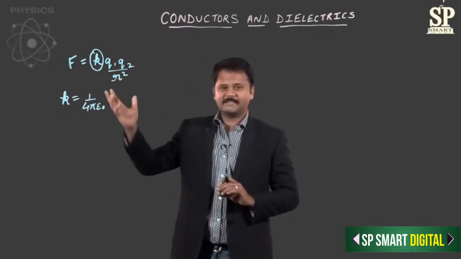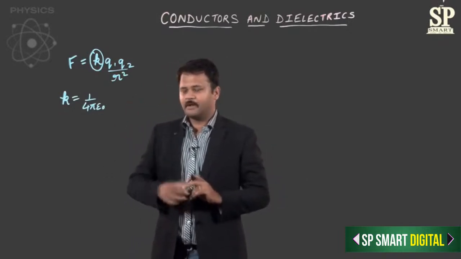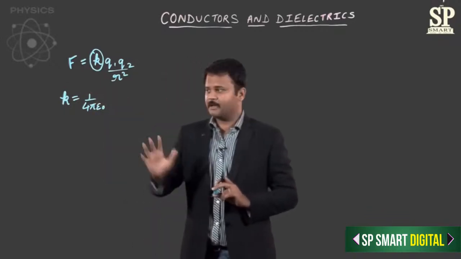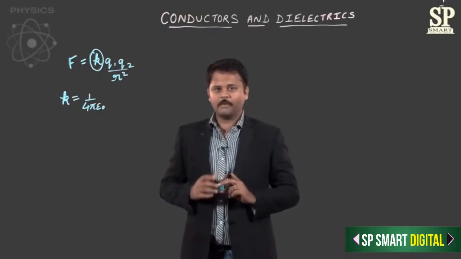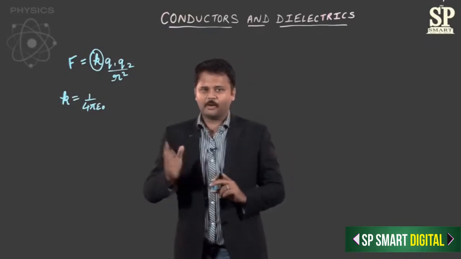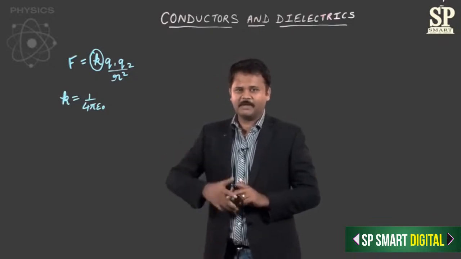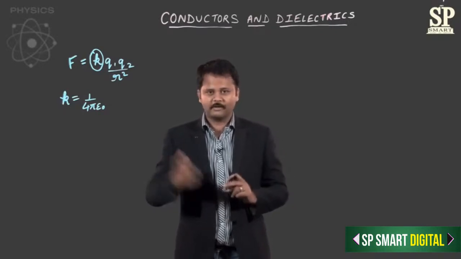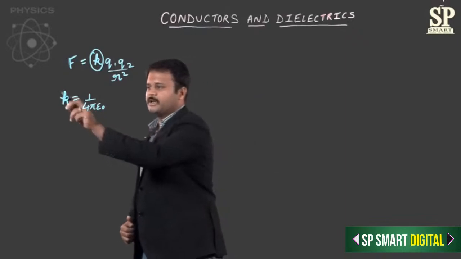So K is essentially the property of the medium in which these charges are kept. When we write this equation in the standard assumption, we say that the medium is free space or vacuum. Now we will think, what if the medium was not vacuum? What if the medium was something else? Maybe a solid block of some metal, or say water, if the two charges are kept in water. What happens to this particular constant?